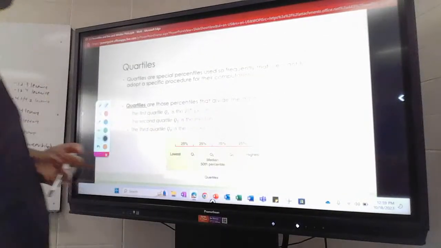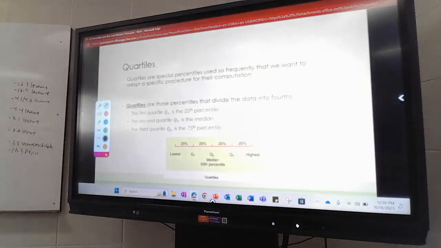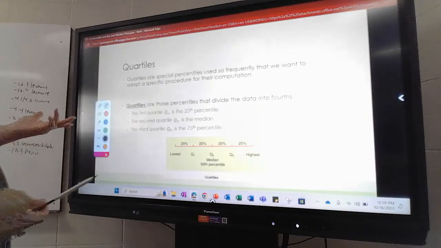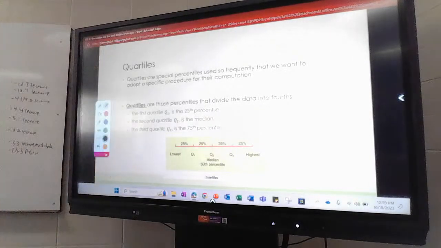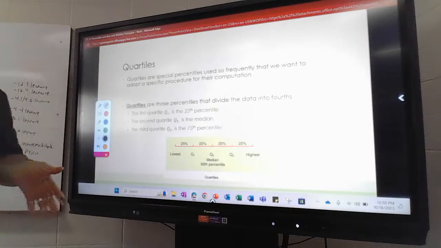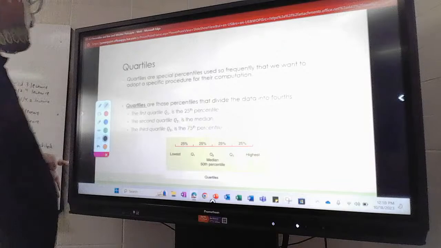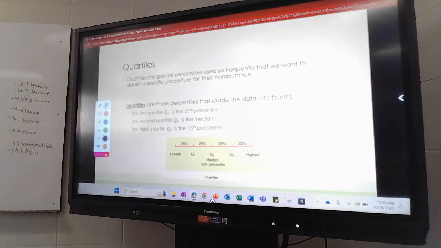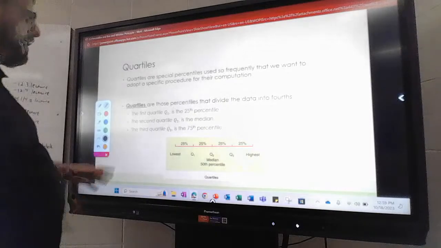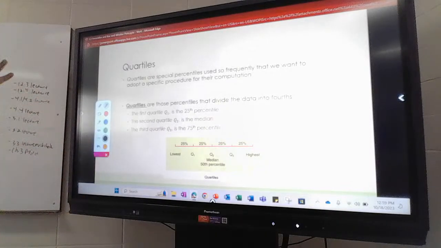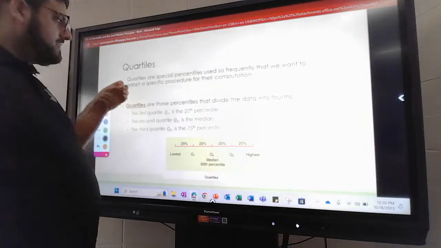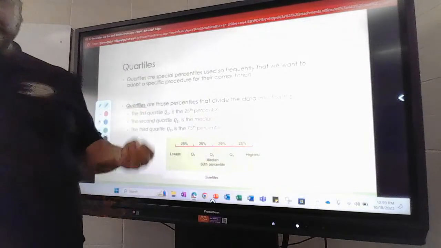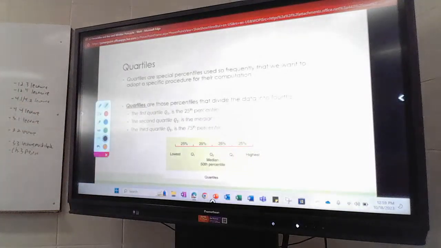A quartile is a percentage that divides the data into fourths. I mean, think of the word quartile, right? Has the same root as quarter, right? A quarter divides $1 into fours. Football games have 4 quarters, right? Basketball games have 4 periods, all that stuff, right? So a quartile, there are 3 quartiles, and those 3 quartiles divide your data into 4 parts.